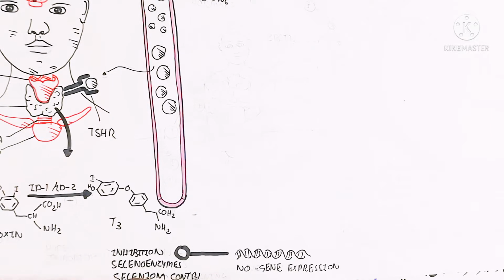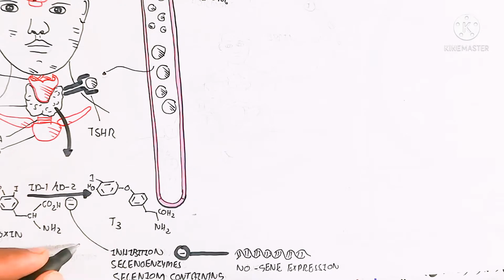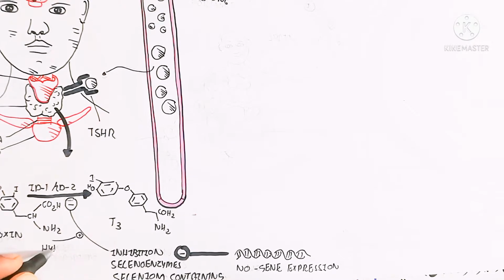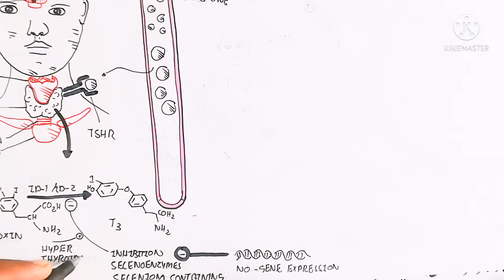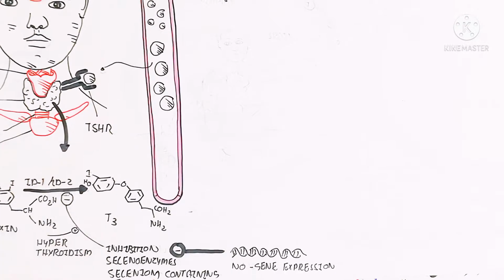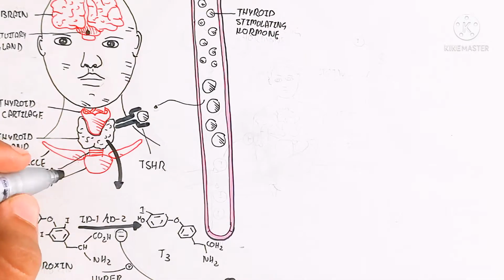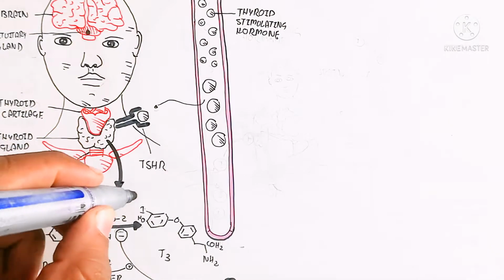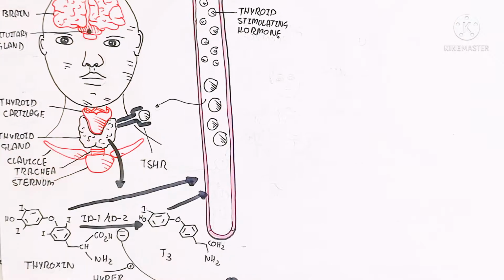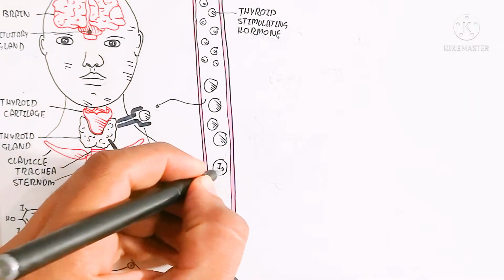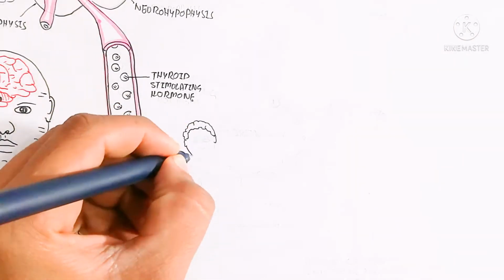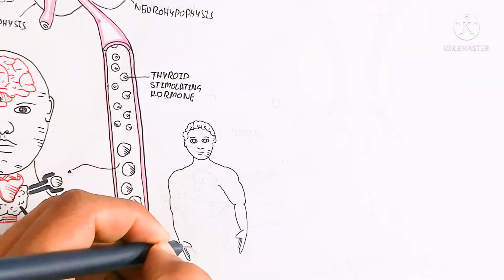So here is the inhibition: selenoenzymes, the selenium-containing enzymes, will be inhibited when the gene is not expressed. In this way hyperthyroidism will occur, because it is the inhibitor for the production of T3. The excess of T3 will lead to hyperthyroidism, with high energy consumption and catabolism.